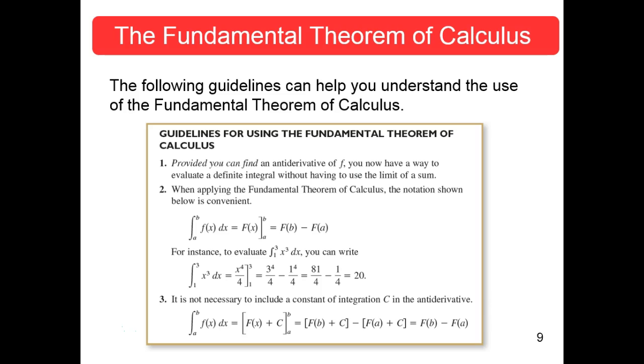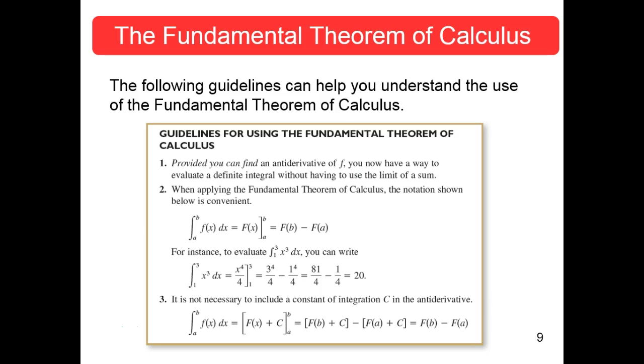So you put the 3 first. 3 to the 4th over 4, minus 1 to the 4th over 4. 3 to the 4th is 81, so that's 81 fourths minus 1 fourth. That would be 80 fourths, which is 20. Pretty good. Or you could go back and do your limit. No, please don't even think about it.